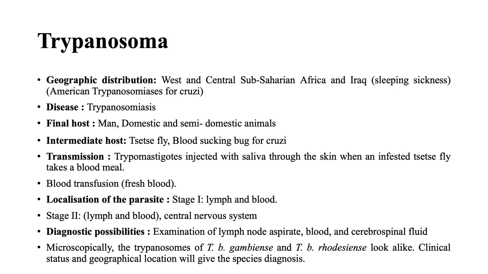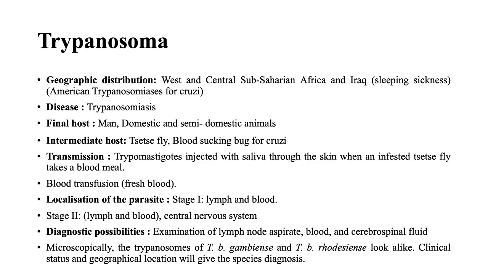So for the trypanosoma, the geographic distribution is in sub-Saharan Africa and in Iraq, and sometimes it's called sleeping sickness. And for Trypanosoma cruzi, it can be called American trypanosomiasis, and the disease is called trypanosomiasis. The final host is going to be man, I mean by man, a human, and domestic animals. Domestic animals are like house animals, most of the animals that can be raised in the house.